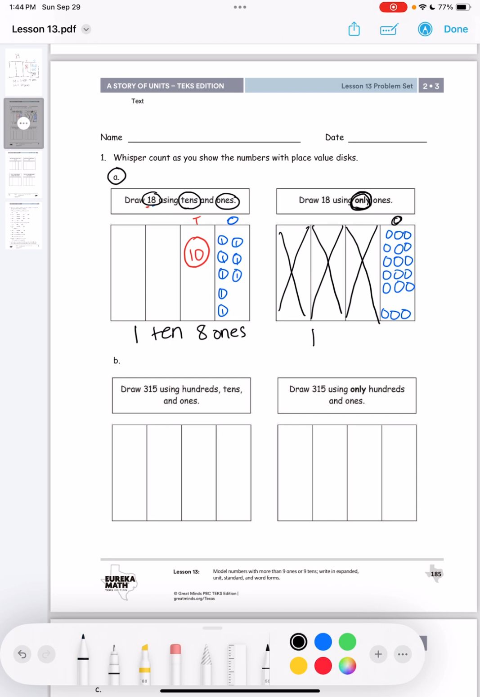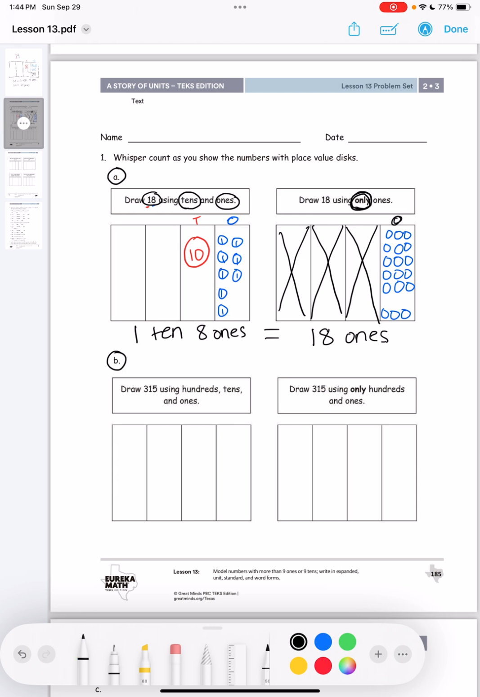Now, these have the same value. They both equal 18, so they are equal to each other. If you need to pause the video to finish writing that, go ahead. If not, we're going to keep going. So we're going to look at B. B says draw 315 using hundreds, tens, and ones.